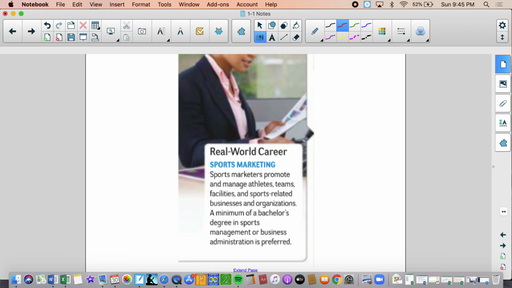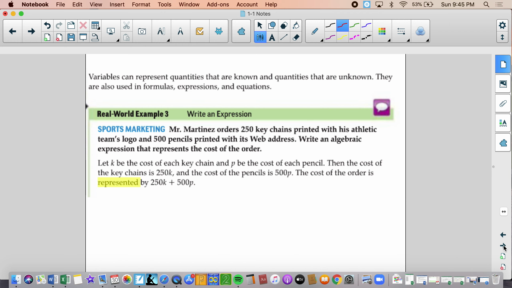So a minimum of a bachelor's degree in sports management, or you can get an MBA, which is called a Master's of Business Administration. UCLA and USC have two of the best MBA programs in the world. You would be lucky to get your MBA from either of those schools. The Marshall School of Business, I think, is USC's, and Anderson School is UCLA. I could be wrong, but I'm almost certain that's correct.